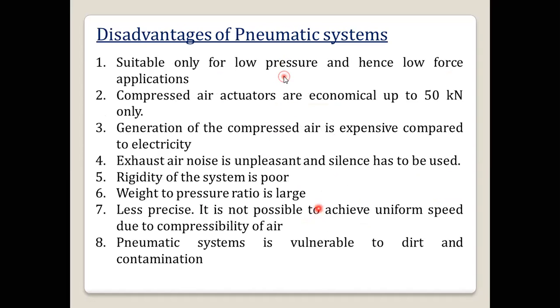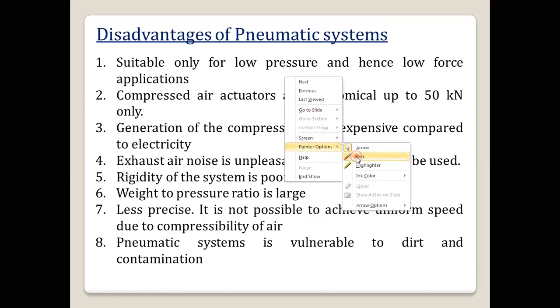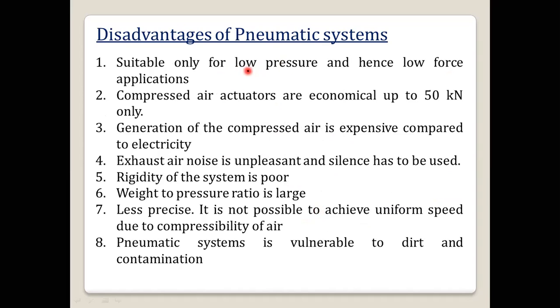Then if you see the disadvantages, it is only suitable for low pressure and low force applications. Compressed air actuators are economical only up to 50 kilonewton force. If the force is more than 50 kilonewton, you have to go for a hydraulic system. Generation of compressed air is expensive as compared to electricity, because we have to generate the compressed air; we can't use the atmospheric air directly.